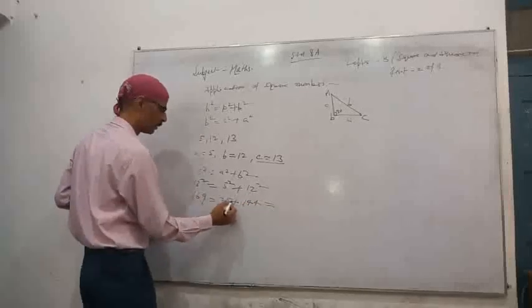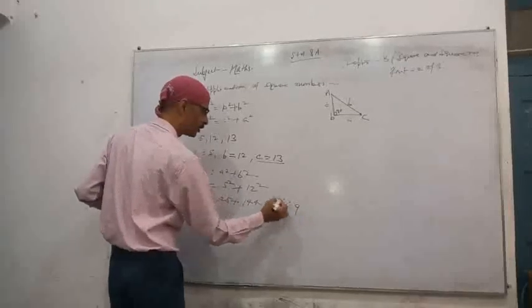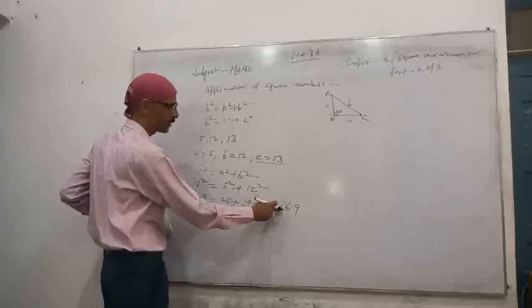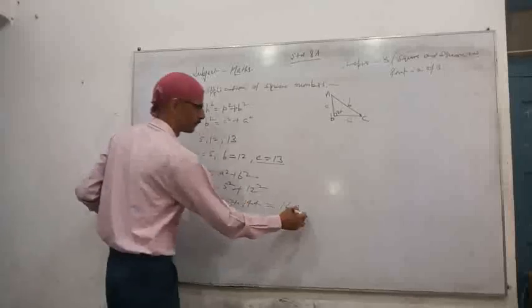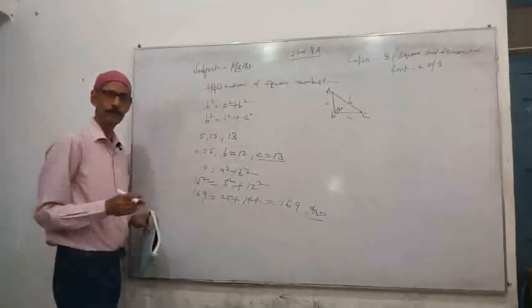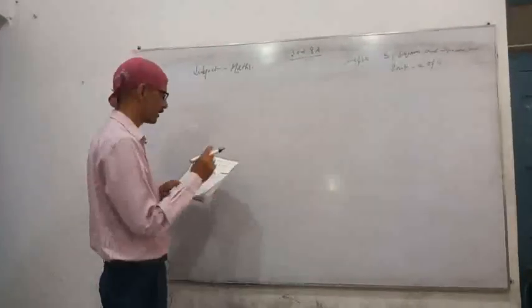Add this number, you will have 169. Therefore 169 is equal to 169. Therefore this is based on Pythagoras theorem. Next is a square root.